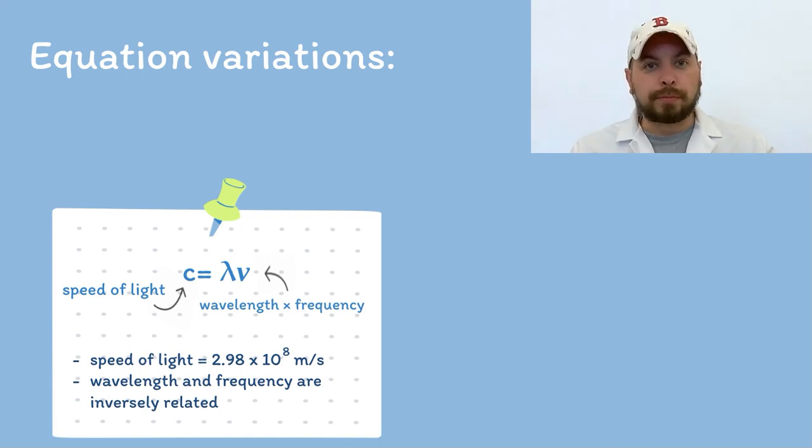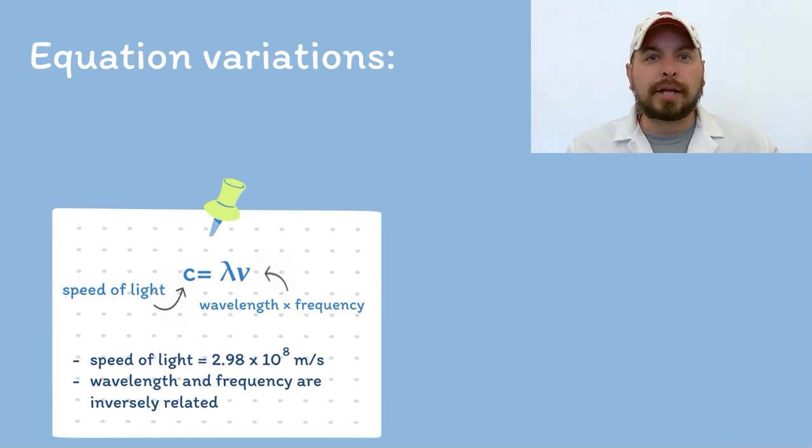Now be careful. Speed of light on your formula sheet is given in meters per second, 3 times 10 to the 8th meters per second. Meanwhile, the wavelength is often given in nanometers. So be careful when you're doing this equation. You want to make sure your units are matching. But that's the first equation here.